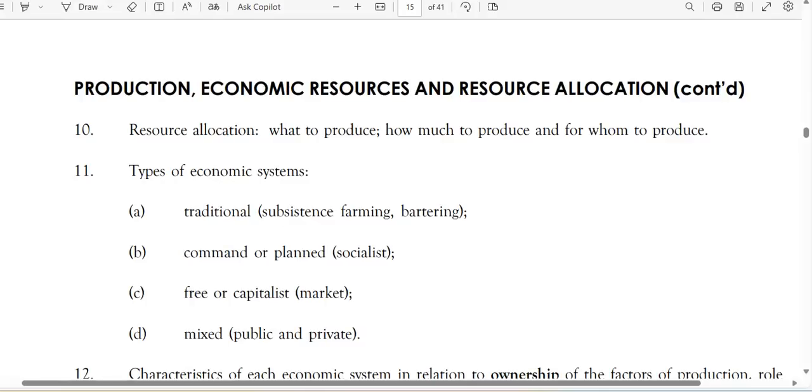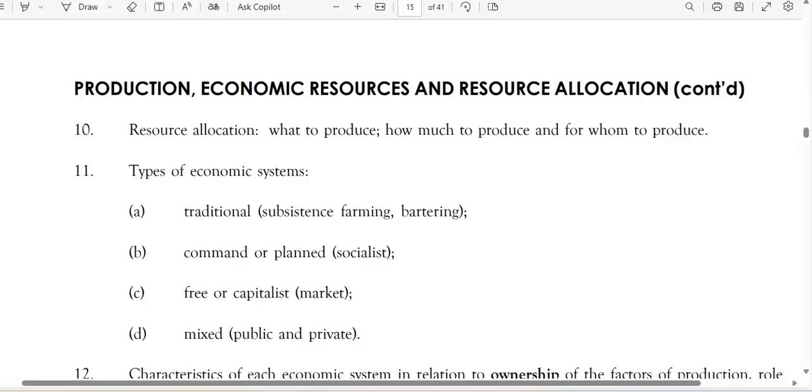For whom to produce? This asks who will receive the goods and services produced. The answer depends on income, social policy, or government decisions. Example: public hospitals offer free health care to low-income citizens, while private hospitals serve those who can pay.